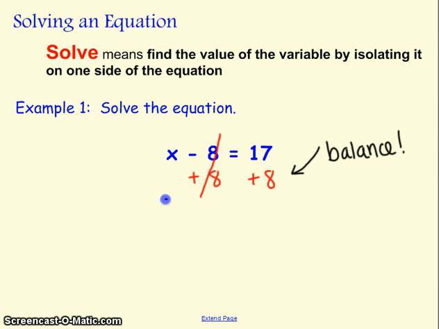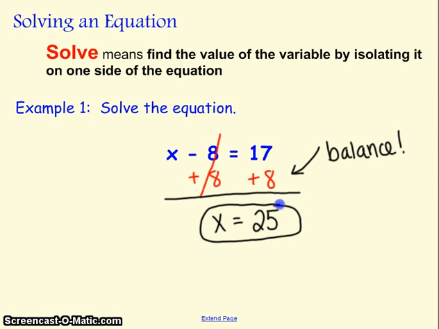So now it's like a big addition problem. The 8s went away, so now I have x alone. And then the equal sign drops down from right here. And on the right side, we have 17 plus 8, which is 25. So this is our answer because now x is alone. So notice the way that we got rid of this negative 8 was by counteracting it with its opposite, a positive 8. And we had to balance the other side by adding 8 as well.